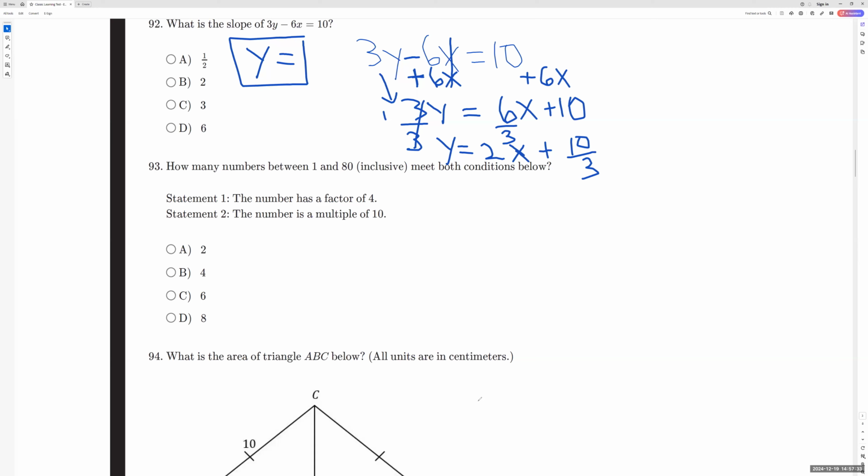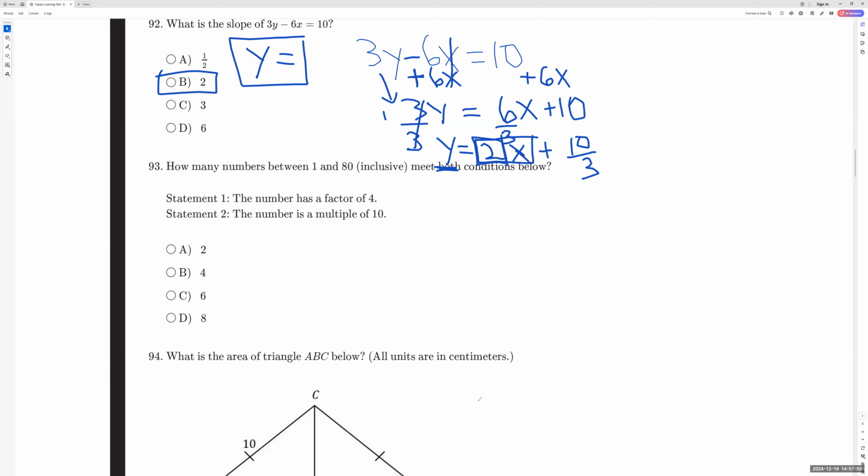But my slope, when it is solved for y like this, the slope is always the coefficient of x, the number right in front of the x. So I'm going to grab the x term, and it's 2x, meaning the slope is never the x, it's the 2. It's only the 2. So B is the right answer for that.